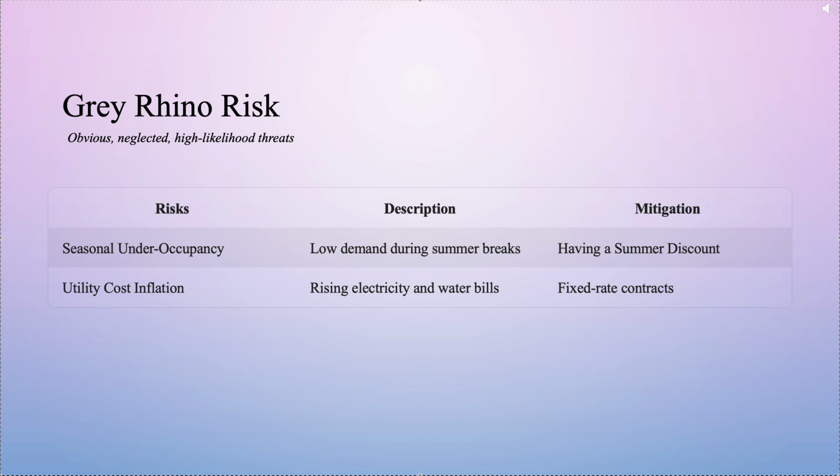The grey rhino risk. These are obvious, neglected, and high likelihood threats that are often ignored until they become critical. Examples include seasonal underoccupancy during summer breaks, which we mitigate with summer discount programs, and utility cost inflation, which we address by securing fixed rate contracts with the providers. These are risks we know about and can plan for, but often require consistent attention.